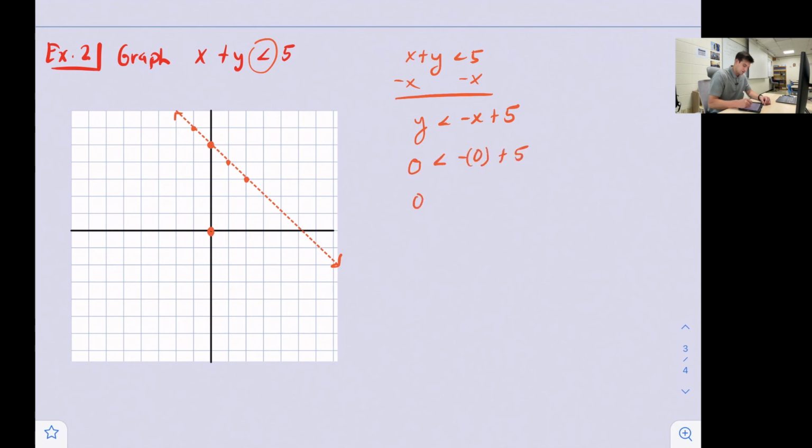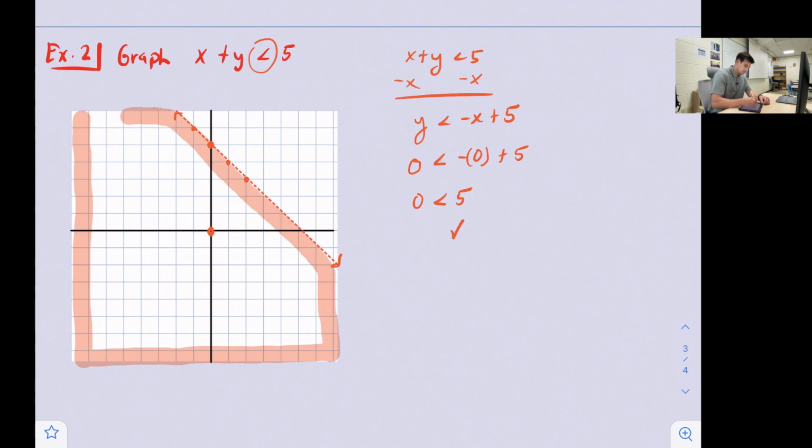So I get 0 is less than negative 0, which is just 0, plus 5. Is 0 less than 5? Yes, that is true. So now I'm going to shade the portion of my graph that contains my test point, in other words, all of this section below, or you might say to the left of, my dashed line. And that is how we graph a linear inequality.